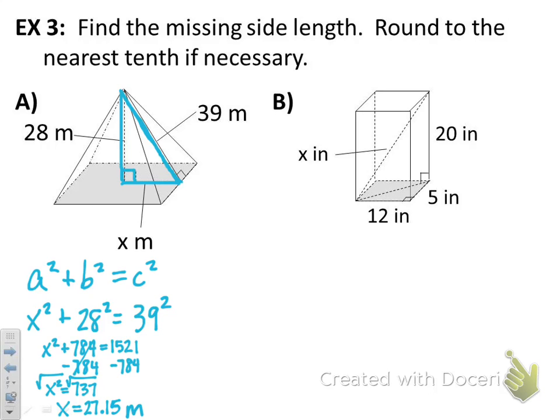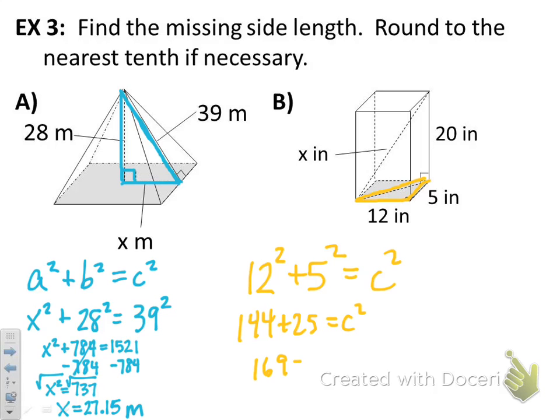Okay, so in this example B, we have to find the diagonal of the bottom rectangle, and we have a right triangle there that forms that diagonal where one of the sides is 5, the other is 12. So we take 12 squared plus 5 squared equals c squared. 144 plus 25 equals c squared. You get 169 equals c squared, and so take the square root of both sides, so 13 equals c.